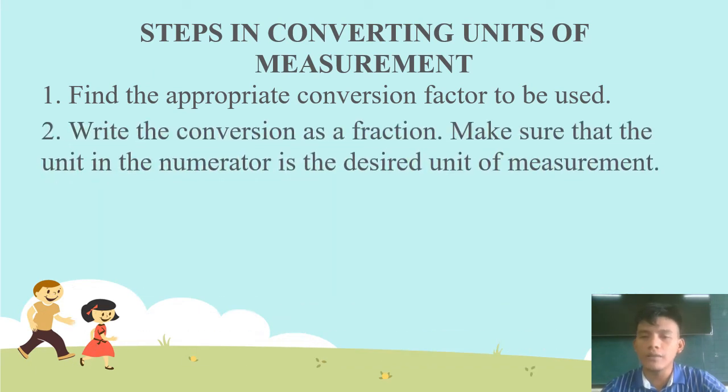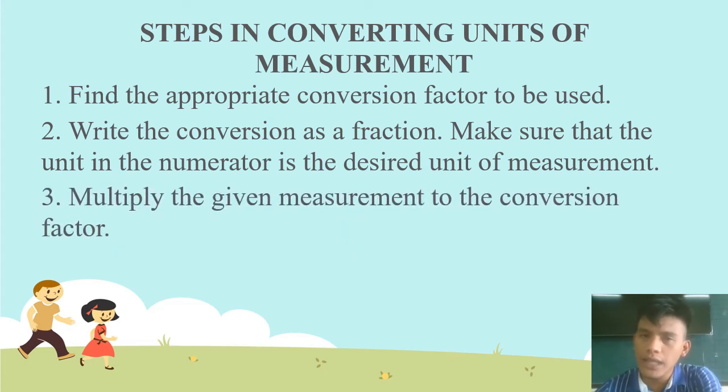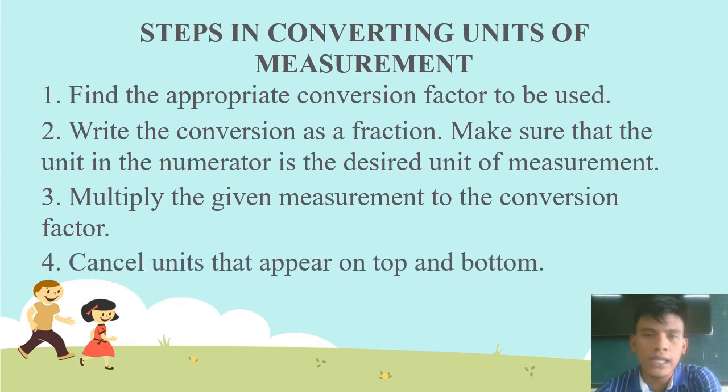Steps in converting units of measurement for temperature. Number 1, find the appropriate conversion factor to be used. Number 2, write the conversion as a fraction. Make sure that the unit in the numerator is the desired unit of measurement. Number 3, multiply the given measurement by the conversion factor. Number 4, cancel units that appear on top and bottom.